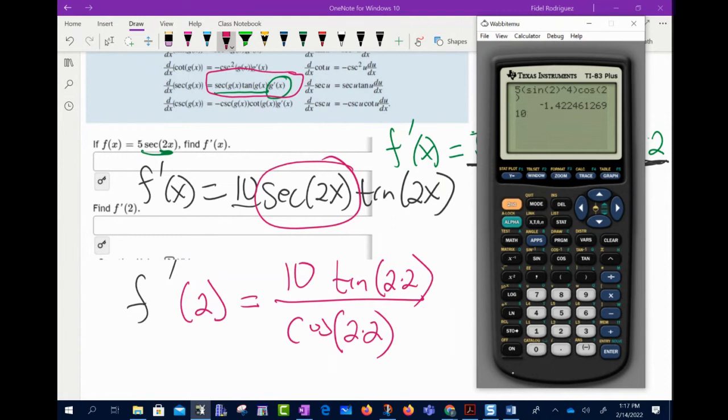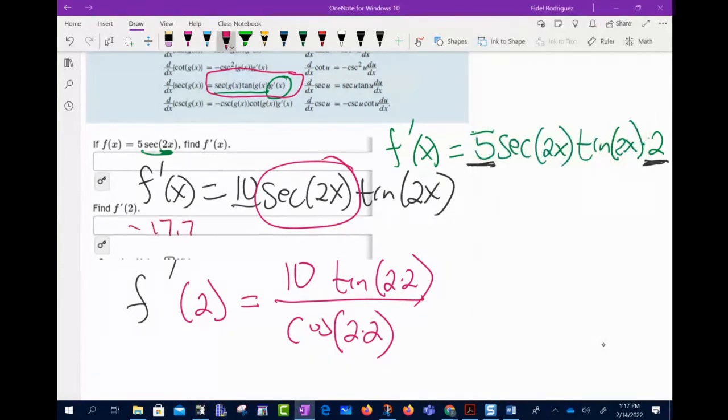So this is how I'm going to do mine, y'all. I'm going to go 10, tangent of what number? 4, right? Everybody agree it's 4? Okay, divided by the cosine of 4 again. And then I'm going to hit enter, and I'm coming up with about negative 17.7133. That's probably where I would stop. I'd probably go to 4 decimal places, right? So negative 17.7133. And then you're done, right?